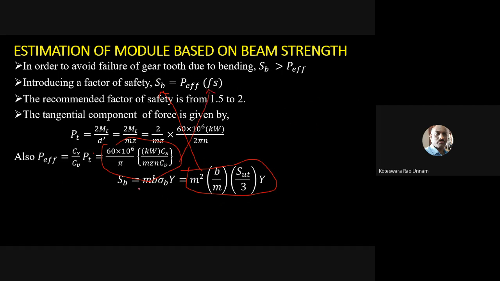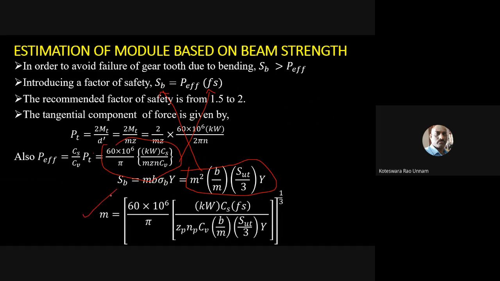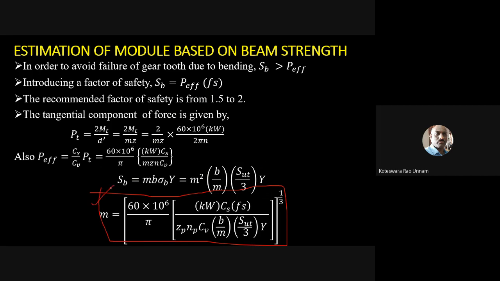Right? So now from this, I'll simplify this, and I'll get an expression for module M. So now if you rearrange these two equations after substituting SB like this and P effective like this, and simplify, you are going to get the equation for the module of a gear tooth. So using this one simple equation, you can design the gear.